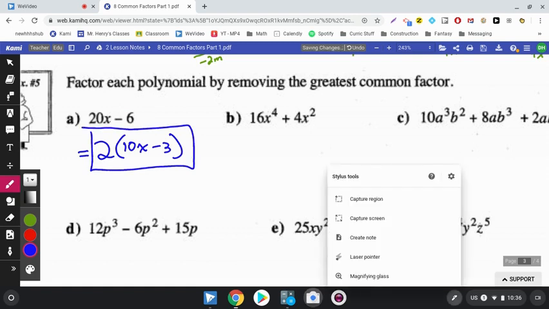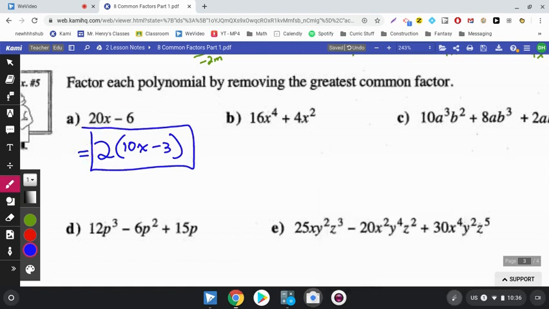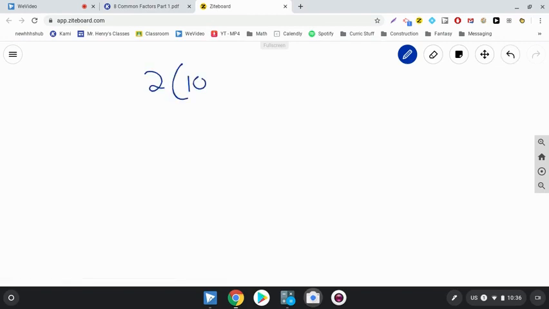The equal sign is crucial here because the equal sign says, hey, 20x minus 6 is the exact same as 2 times 10x minus 3. They represent the same thing. I'm just putting it in one version compared to the other. Okay? The best thing about this, and I'll just pull up a little blank space to work, is I can always check my answer. 2 times 10x minus 3.